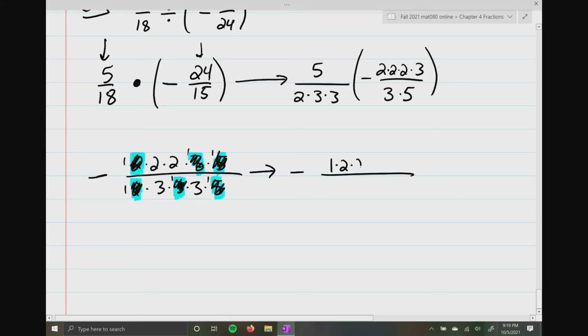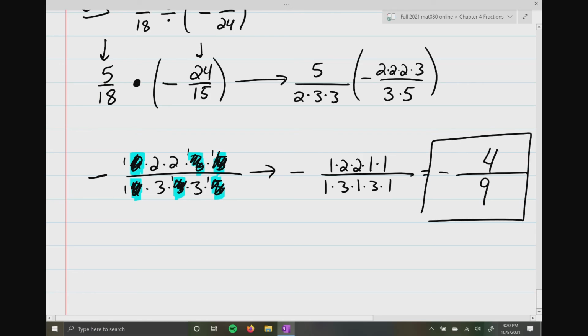1 times 2 times 2 times 1 times 1. And then down below, it's 1 times 3 times 1 times 3 times 1, which equals, now we're going to multiply the leftovers. In the numerator, I get 4. In my denominator, I get 9. And I know that's completely reduced because I did it in that step back there.